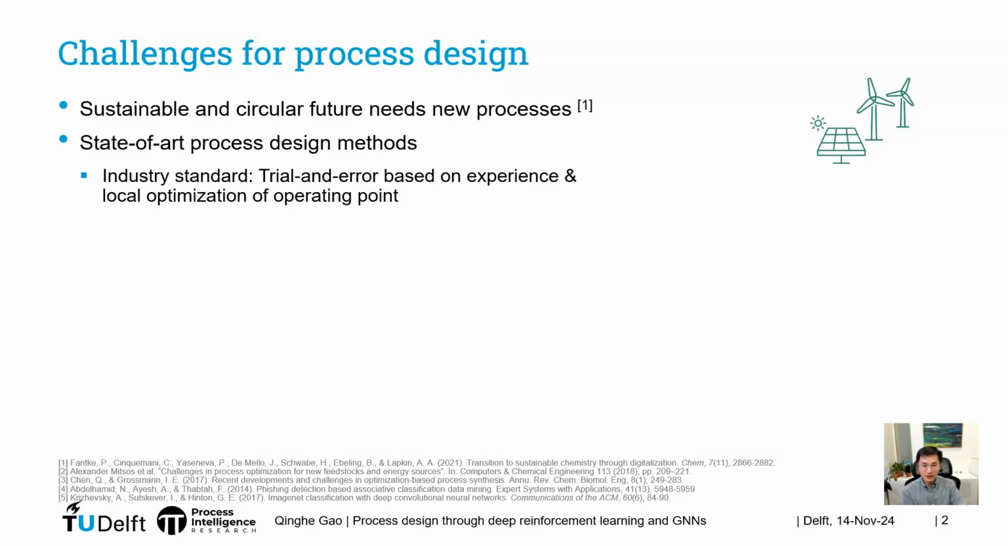In industrial standard, process design is trial and error based on experience. The engineer utilizes the process simulator, tries to add unit operations one by one, and does local optimization of the operating point. More advanced methods involve superstructure-based optimization. Basically, all the possible process alternatives are modeled and then solved by mixed integer nonlinear programming.